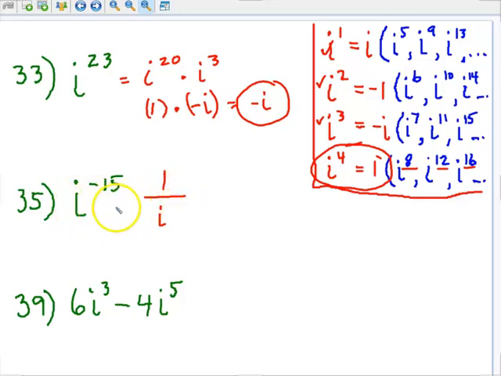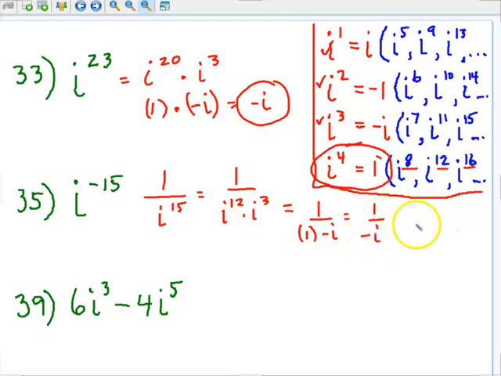So the reciprocal of i is 1 over i, and then you can change the exponent to positive. I'm going to use the multiple of 4 that's closest to 15, so that would be i to the 12th. And I would have to multiply by i to the 3rd to make it equal. All right. So i to the 12th is 1, and this is like our previous problem. i cubed is negative i.